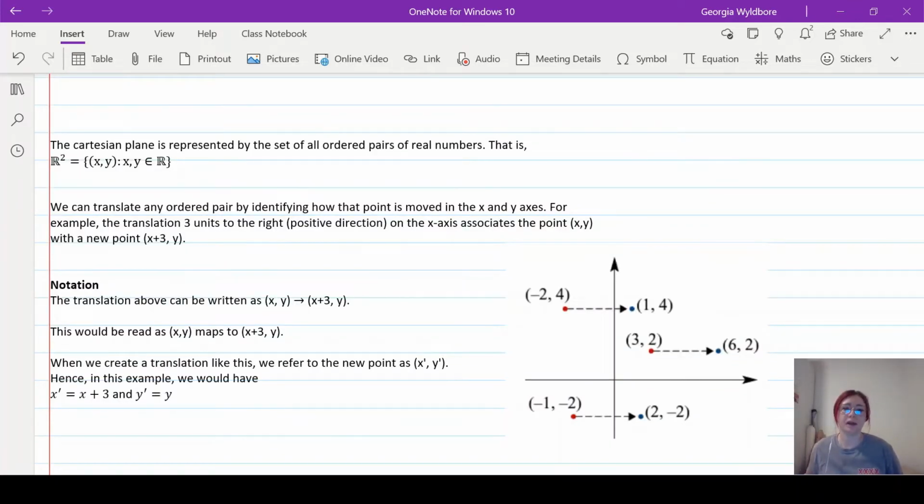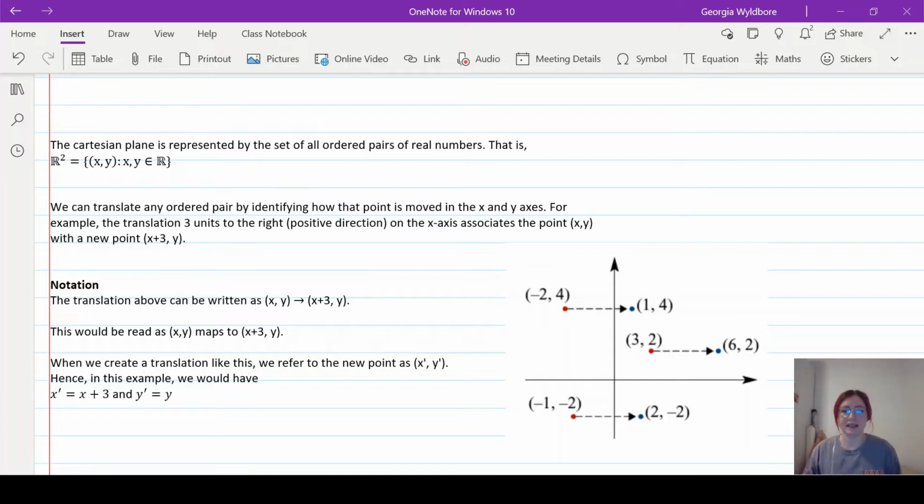So our Cartesian plane, remember, is just our axes. It's all our x and y values. It's represented by the set of all ordered pairs of real numbers. So we can identify any point on the Cartesian plane with an x and y coordinate. And we call that set of ordered pairs of real numbers R squared, so the real numbers squared. So you can see that set notation, we're saying that the set of all the ordered pairs of real numbers is the set of (x, y) such that x and y are both real numbers.